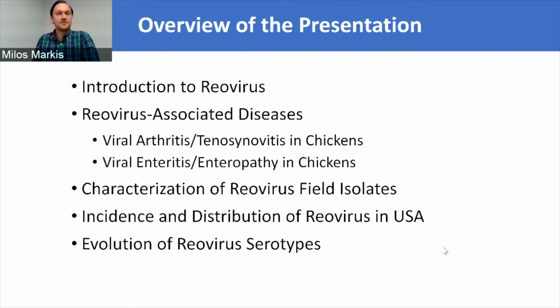So I will begin my presentation with a brief introduction to reovirus, and then I will talk about several reovirus-associated diseases, primarily viral arthritis tenosynovitis and viral enteritis and neuropathy in chickens. Then I will explain how we characterize reovirus field isolates in Aviserve, show you the incidence and distribution of reovirus in the United States, and talk about the evolution of reovirus serotypes.